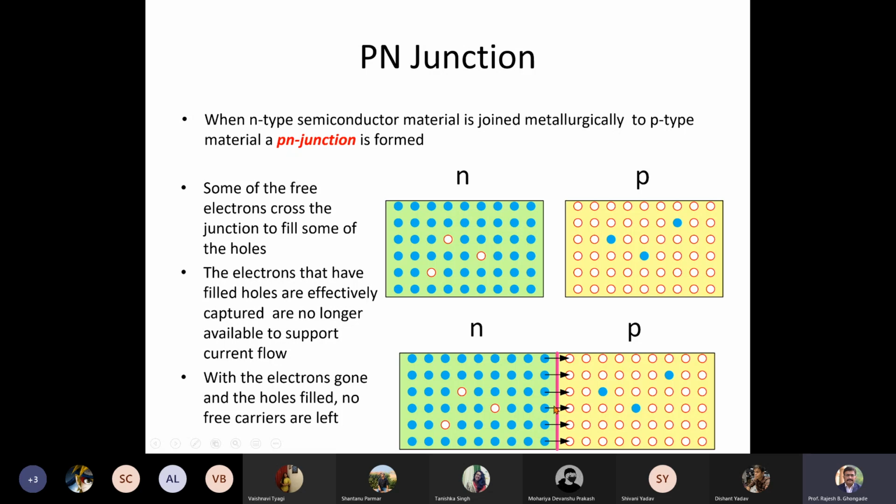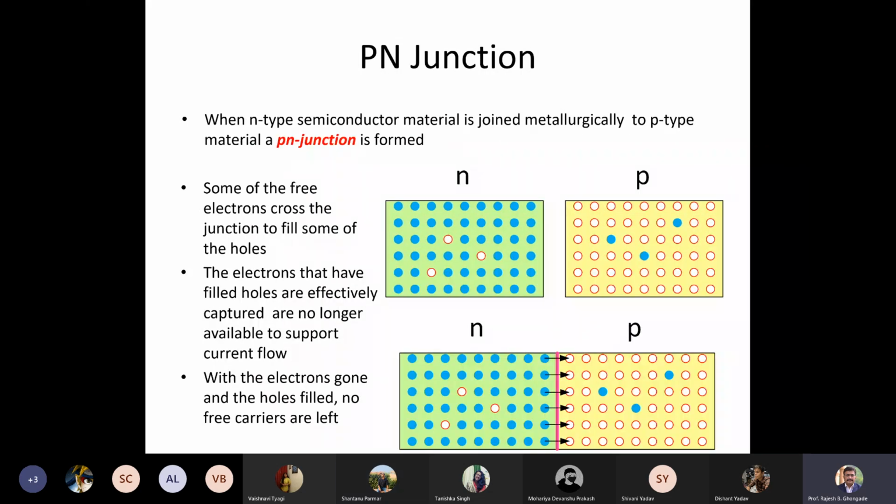This is called the metallurgical junction, where we have an n-type piece of semiconductor physically connected to a p-type semiconductor. Now the interesting thing starts happening. As you can see, this red line is the boundary, which is the junction. On the left side of the junction and the right side of the junction, you have different types of material. On the left side, you have n-type material. On the right side, you have p-type material.